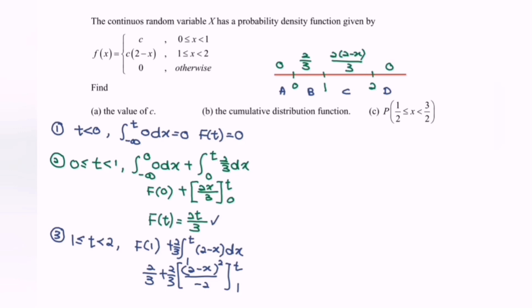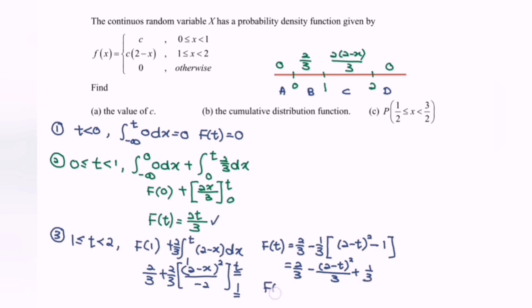If we substitute, we will have F(t) equals 2 over 3 minus 1 over 3 bracket. If we substitute t, we will have (2 minus t) squared, minus, if we substitute 1, we will obtain 1. So kindly simplify. We will have 2 over 3 minus (2 minus t) to the power of 2 over 3 plus 1 over 3. If we simplify, F(t) equals 1 minus (2 minus t) to the power of 2 over 3.